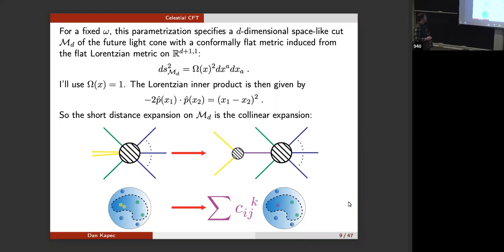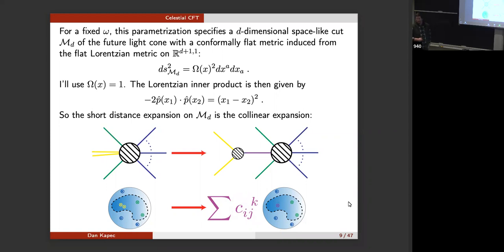Scattering amplitudes have a very interesting property: if you take two of the momenta to be very close to collinear, they factorize onto the exchange of a particle into a 3-point amplitude and a reduced amplitude that doesn't know about those two collinear particles. If you think about what this factorization property looks like on the celestial sphere, it looks like you took two operator insertions on the sphere close to each other and replaced them with a sum over operators at that point. And that looks a lot like the d-dimensional Euclidean operator product expansion.